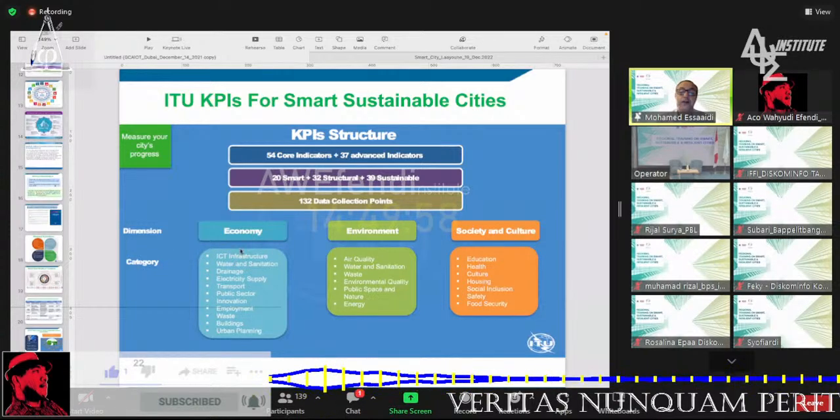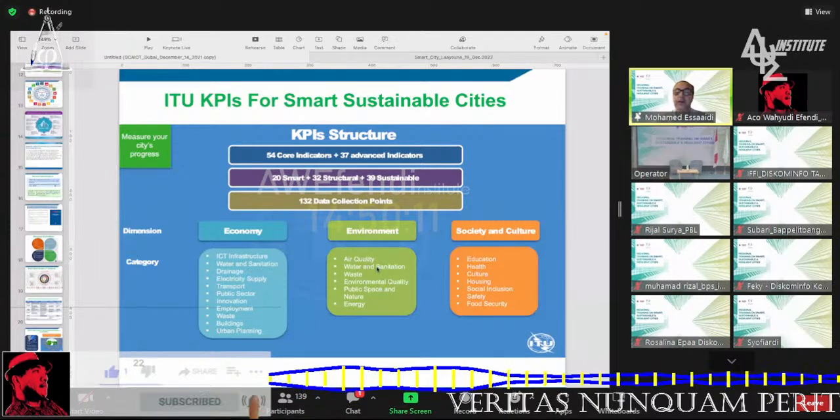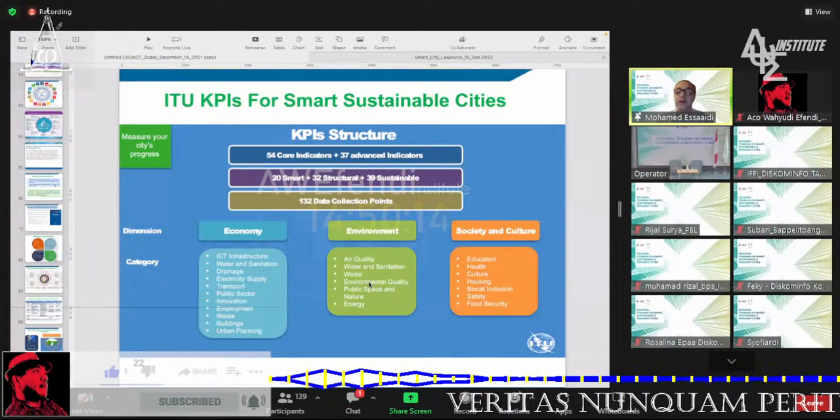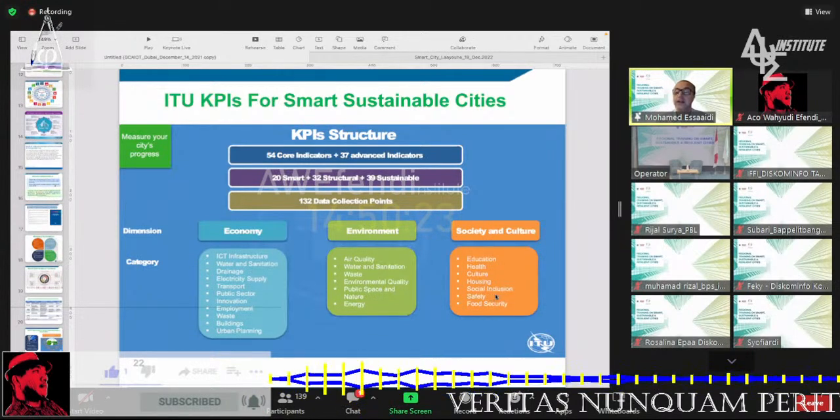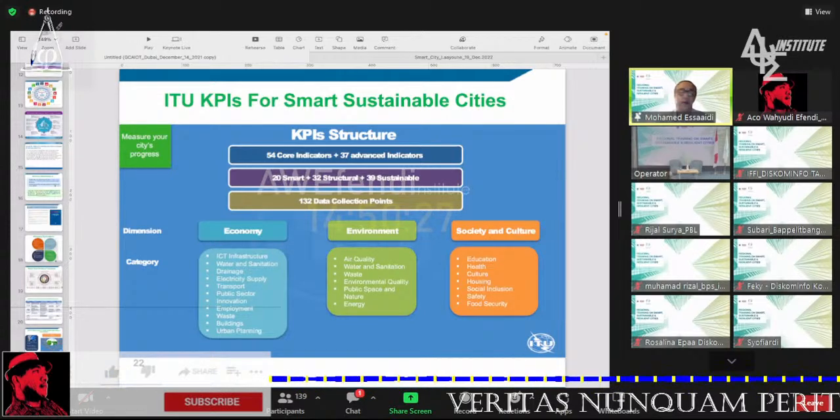For every topic here, in economy, we have ICT infrastructure, water and sanitation, drainage, electricity supply, transport, public sector, innovation, employment, waste, building, water and sanitation, waste, environment, quality, public space and nature, energy. For society and culture, we have education, health, culture, housing, social inclusion, safety, food and security.